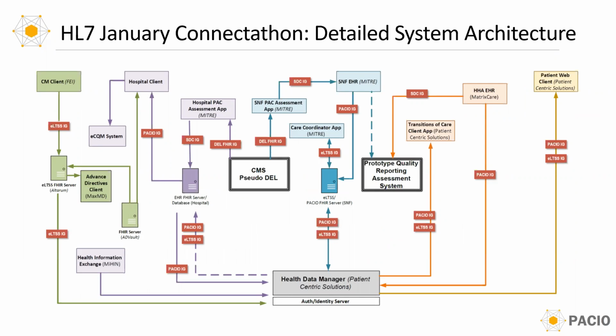This diagram is a more detailed description of how the patient information flows as the patient transitions between care settings, including the 5 implementation guides used to support the data exchanges and the individual clients and servers involved within each care setting.